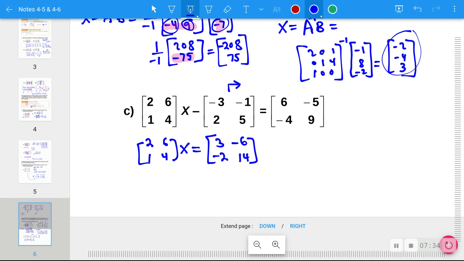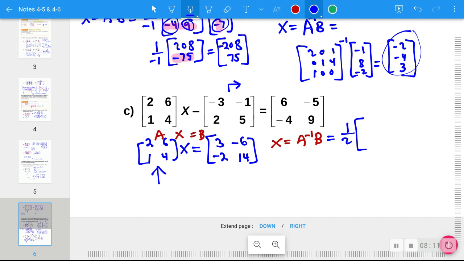Okay, then once we have this, we've got it in the format that we know the answer to. Ax equals b has an answer of x equals a inverse b. All right, so let's find the inverse of a. The fish number here would be 8 minus 6 would be 2. The determinant is 2, so 1 over 2. And then we take the a right here.